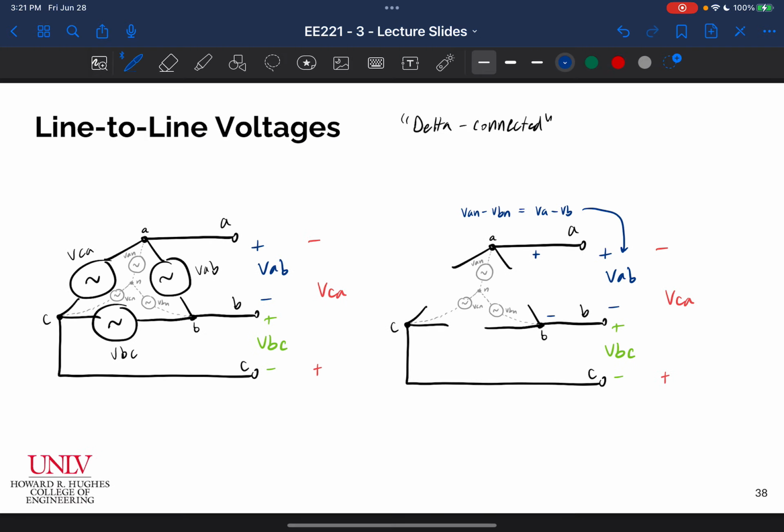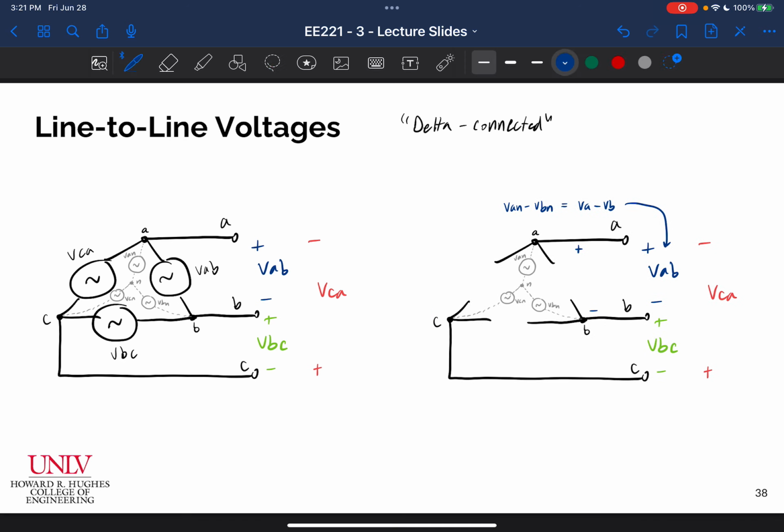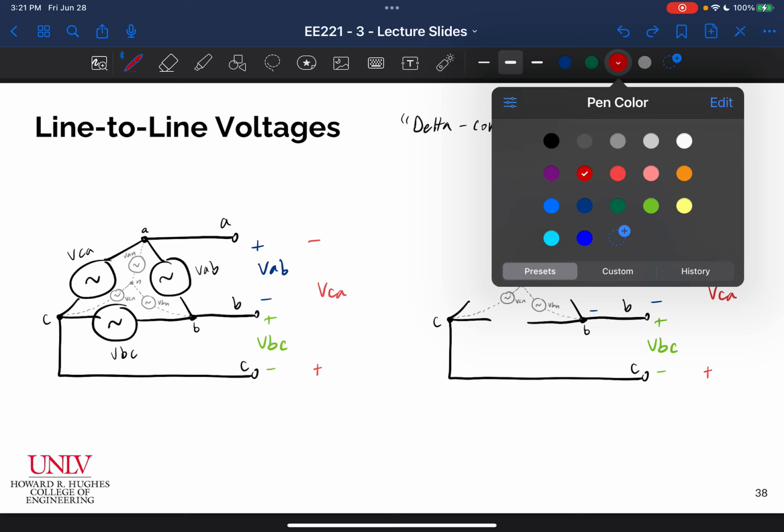And so I think it is important to note that the delta connected source is really just a different way of looking at the Y connected source. Okay? That's a really important thing to realize, I think.